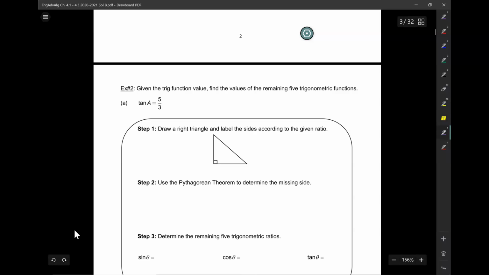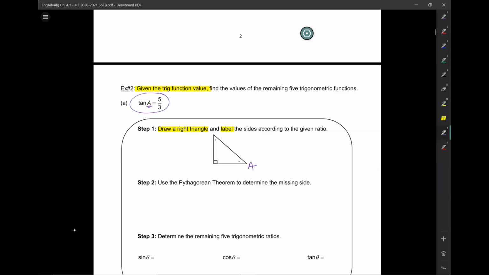In this case, we are given a trig function, and then we have to find the values of the remaining ones. So whenever you see this type of question where you're given a trig function, just refer back to this page. This is a 3-step process. The first step is draw a right triangle and label the sides. So here's my right triangle. I need to label the sides and the angle. So what I'm given here is that tangent of A is 5/3. That means my angle is A. So in my triangle, I label one of these acute angles A. It's your choice which one you want to do, but then you have to be consistent.